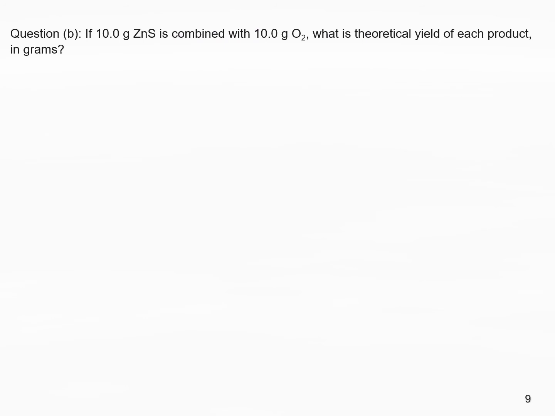All right, so now question B. Remember, this is the question: if 10 grams of zinc sulfide is combined with 10 grams of oxygen, what is the theoretical yield of each product in grams? First thing first, I want you to realize there are 2 pieces of information in this question. Remember when we said a piece of information is number plus unit plus entity, right? So we got 10 grams of zinc sulfide and 10 grams of oxygen.